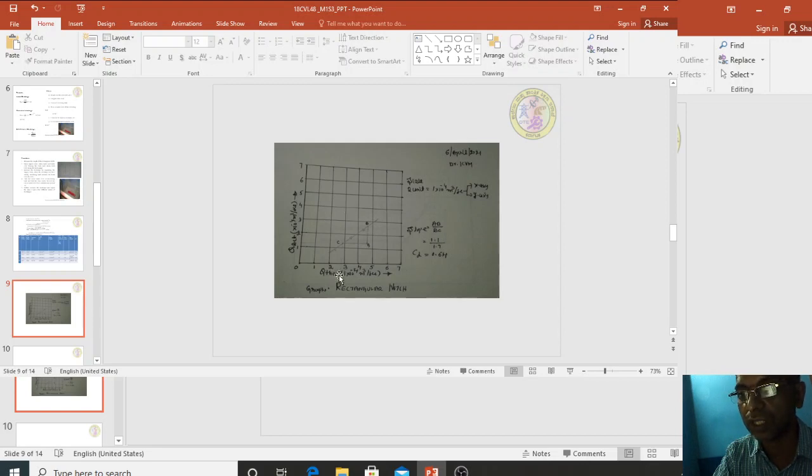Q theoretical on the x-axis, Q actual on the y-axis, you plot it on an ordinary graph sheet, considering 2 centimeter equal to 1 into 10 to the power of minus 4 meter cube per second on both the x and y axis. You will get an equal area method. If you plot those 4 points, you will get a straight line. The slope of that line, if you calculate it, will give CD.